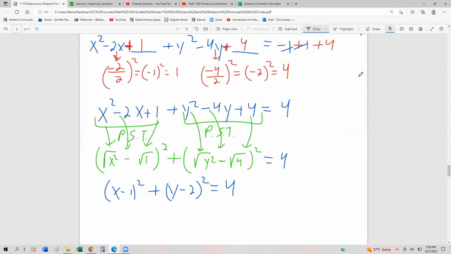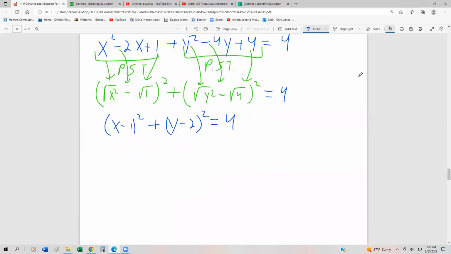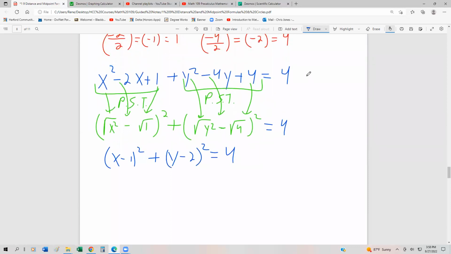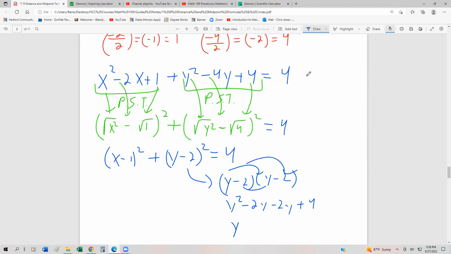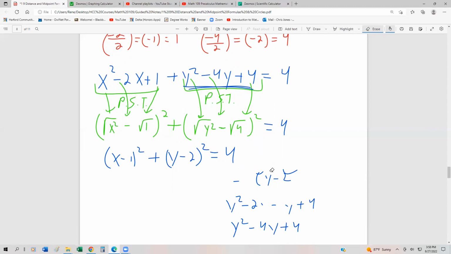All right. Now, of course, if you don't believe me, you can FOIL this back out. I'm just going to FOIL this one back out just to illustrate, and then I'll erase it, and then we can finish the problem. So this would be (y minus 2)(y minus 2). If I FOIL it out, I get y squared minus 2y minus 2y plus 4, or y squared minus 4y plus 4, which is exactly what we had with our perfect square trinomial. So just illustrating that if you wanted to check the answer, you would just FOIL it back out.